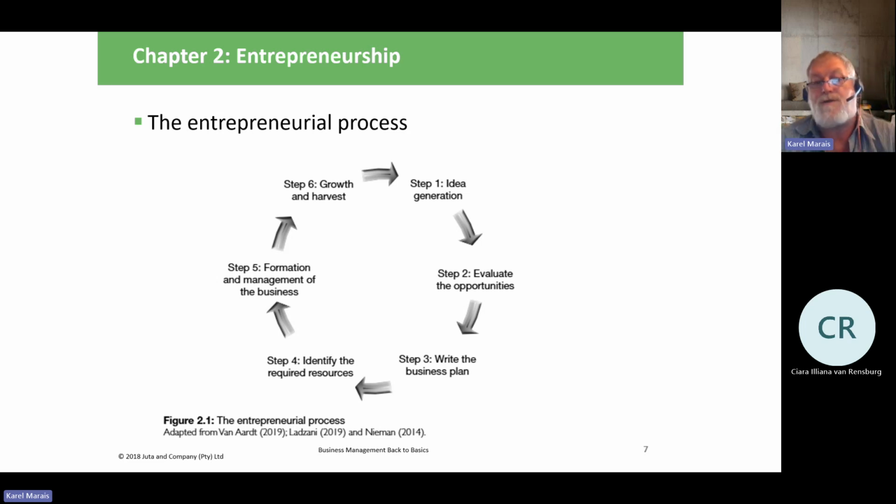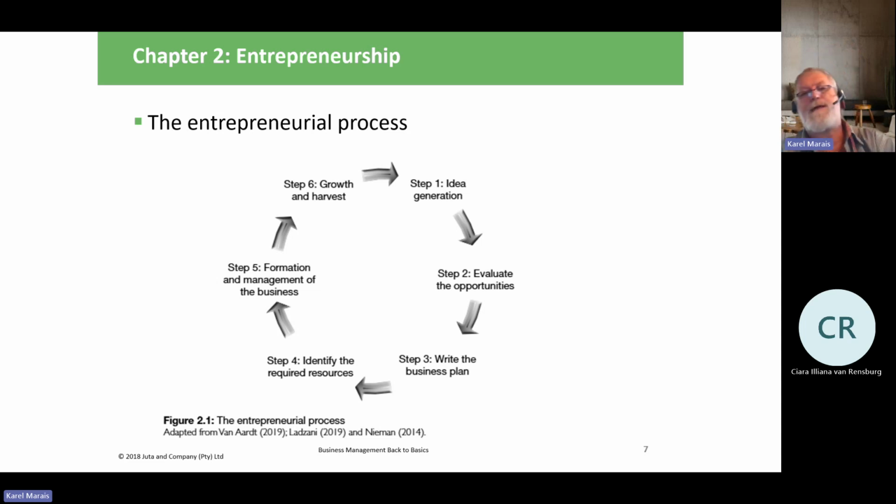We form the business. We actually start the business and start to run the business. And then we grow the business and we do what's called harvesting. So harvesting is when we decide, okay, I've grown the business enough. I'm now getting out of the business. I'm harvesting the profits that this business would generate when I sell it. But okay, so those are the 6 steps.